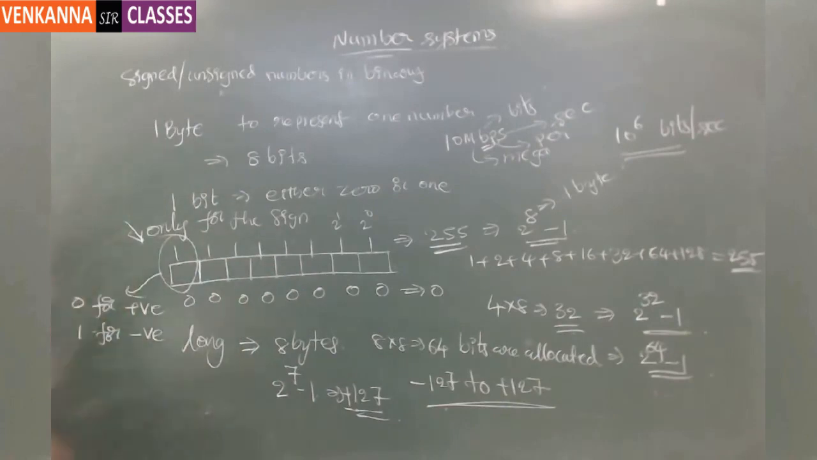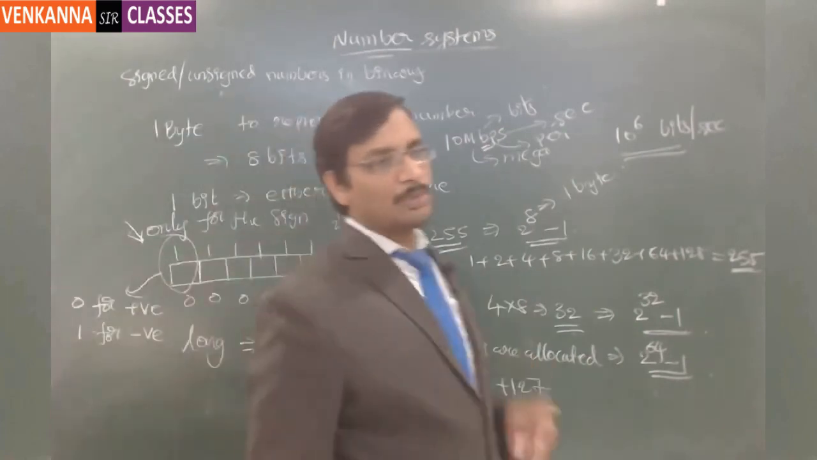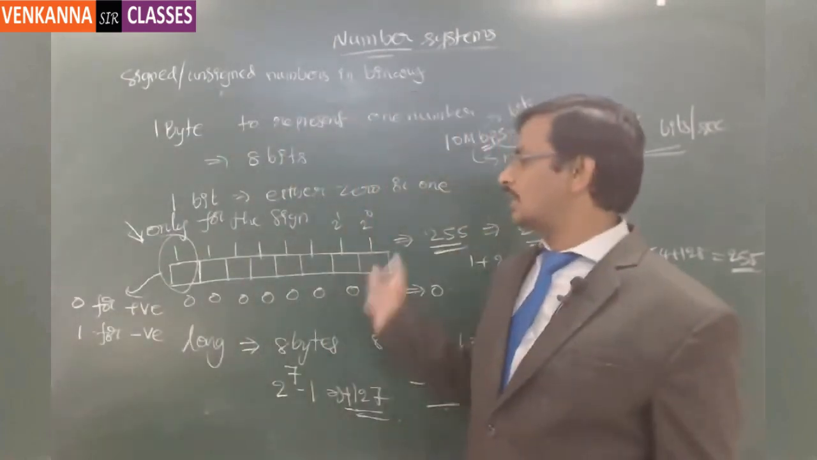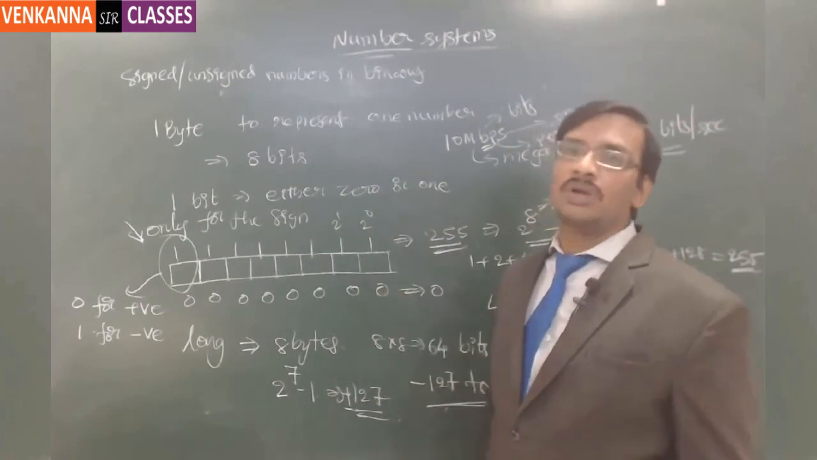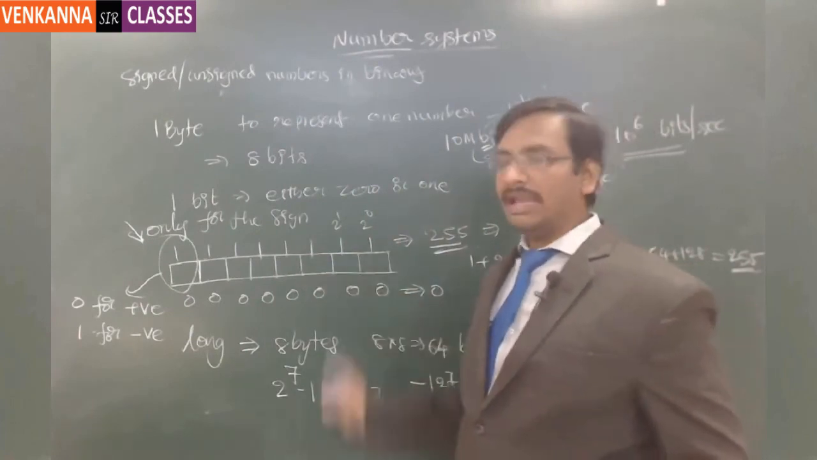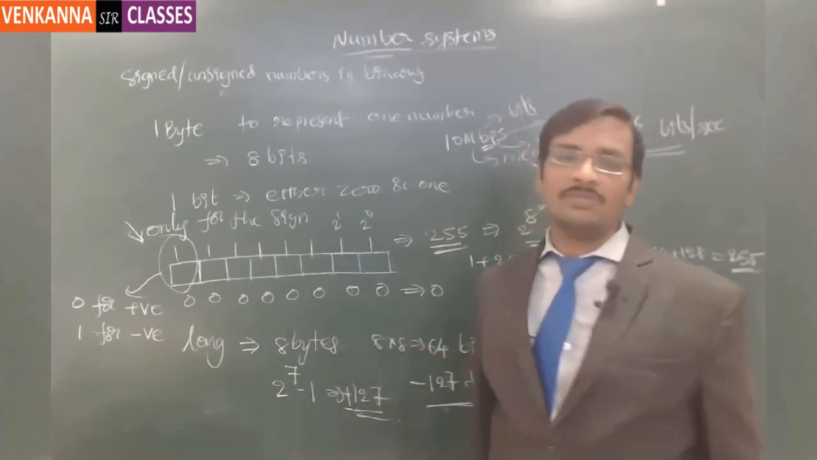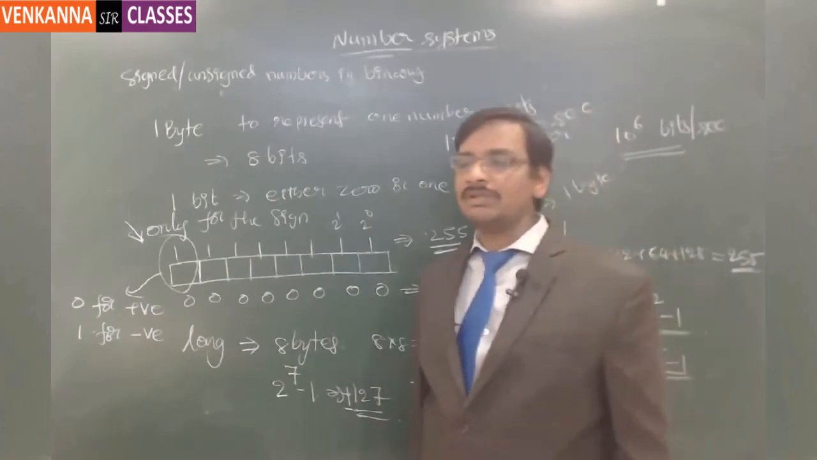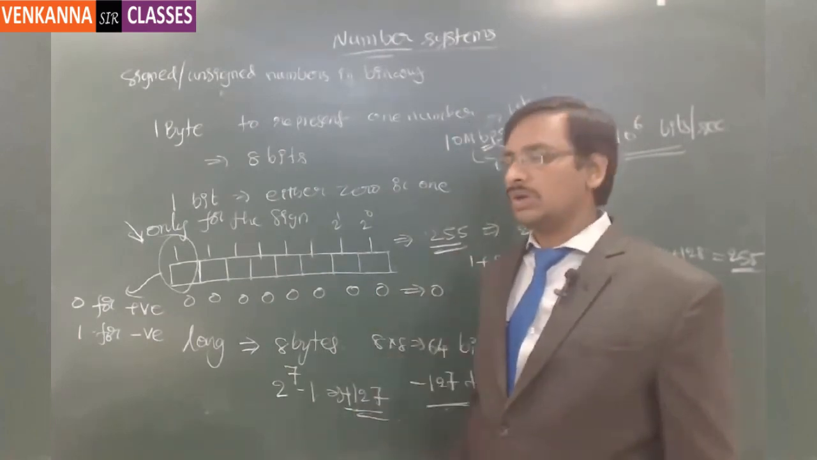So the leading digit is allocated for the sign. Now, for calculation purposes or arithmetic purposes, it is required to represent these signed integers in different formats. There are 2 other formats that are available. Those formats are 1's complement and 2's complement.